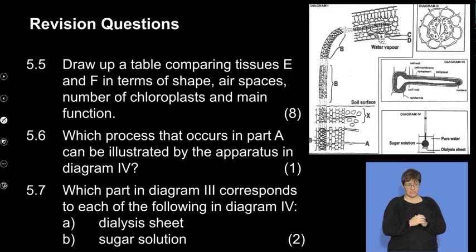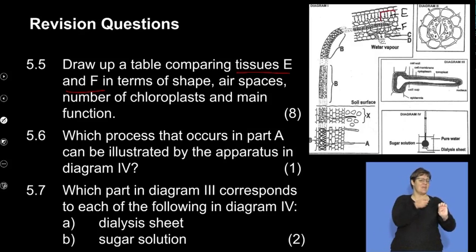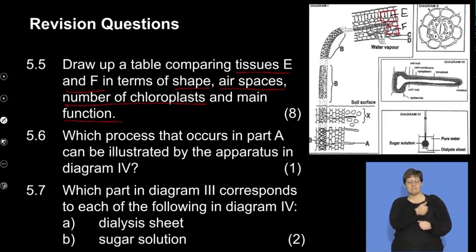Okay, then it starts getting a bit more complicated because you now have to draw up a table comparing tissues E and F. If we look at the picture here, tissue E is your palisade mesophyll and tissue F is your spongy mesophyll, and you have to compare them in terms of shape, round or rectangular, air spaces, present or absent, number of chloroplasts, lots or a little, and the main function, which is gaseous exchange or photosynthesis.